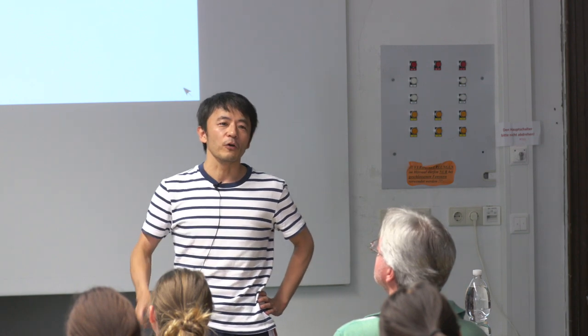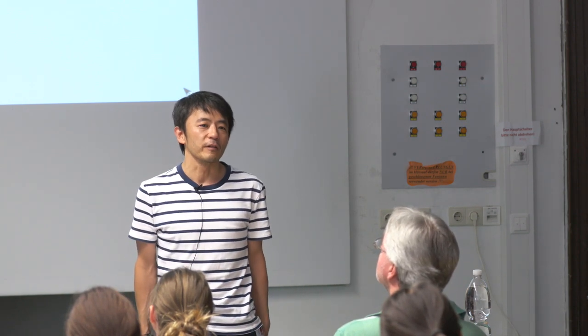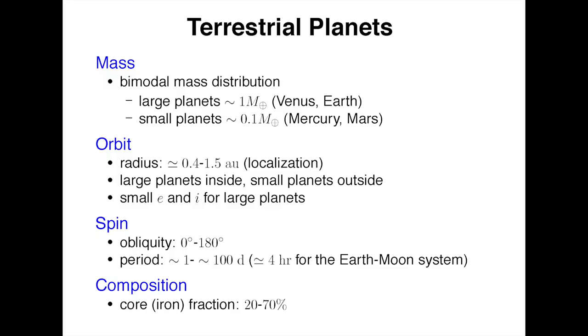So this probability also we like to explain during the course of formation. Let me recap briefly the important properties when we consider the origin of terrestrial planets. They have a bimodal mass distribution, so large planets and small planets, right? And orbits, the semi-major axis, in the inner part of the solar system. So I call this the localization. We don't have terrestrial planets inside 0.4 AU and outside 1.5 AU. So the range is very limited.